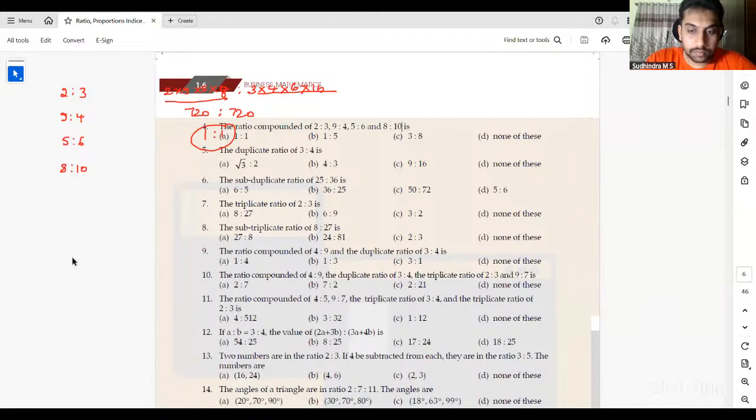Question number 10. Option C is 9 is to 16. Yes, Purnima? Option C, 9 is to 16. We are solving question number 10. 2 is to 21. Perfect. Yes. Very good. Excellent. That's the right answer.